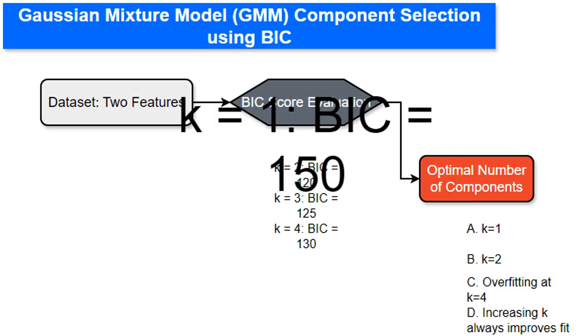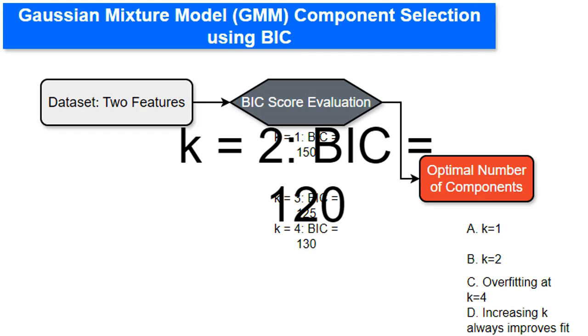The BIC score is 150. This is our starting point, our baseline. Think of the model as a single blob trying to represent all the data. Now let's try a model with two components, k equals 2. The BIC score has dropped significantly to 120. This means the two-component model represents the data better and more efficiently than the one-component model.